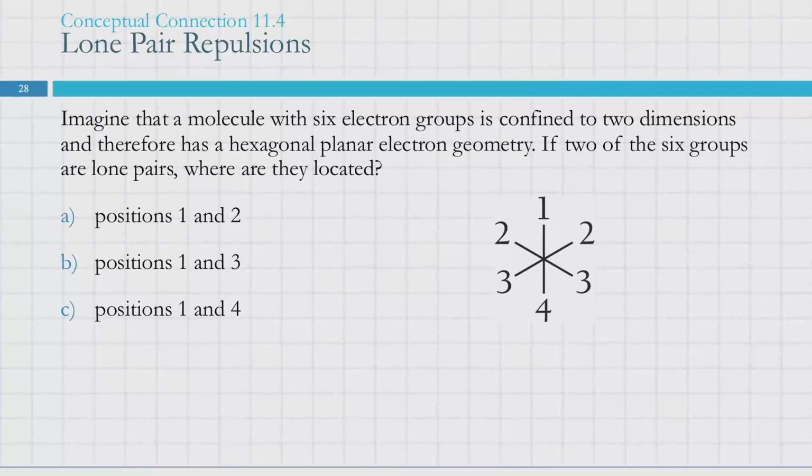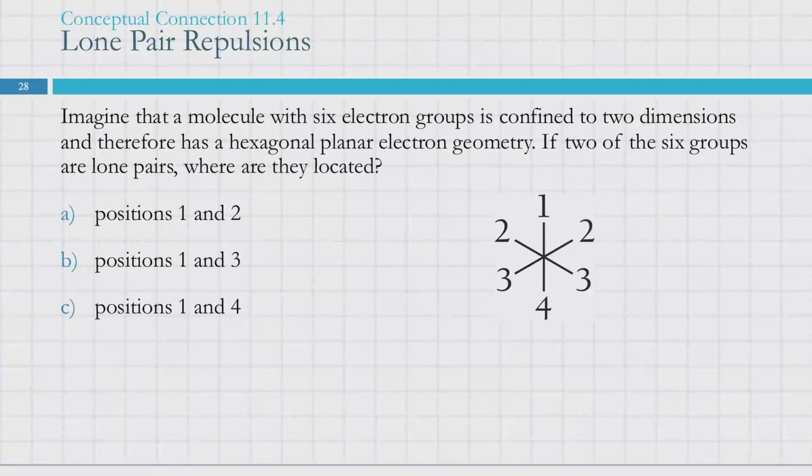Okay, imagine we've got a molecule with 6 electron groups. It's confined to 2 dimensions, so it's flat, which gives it a hexagonal planar electron geometry. So it is flat like we see it here. It's not octahedral. If 2 of the 6 groups are lone pairs, where would be the best place to put them?